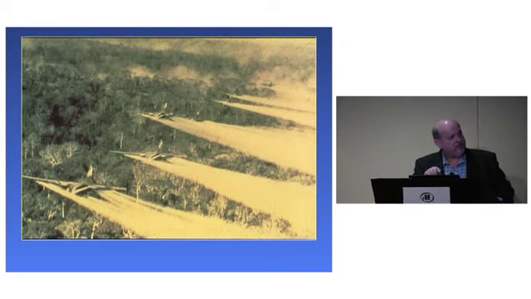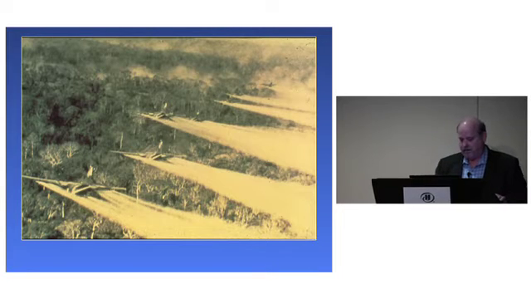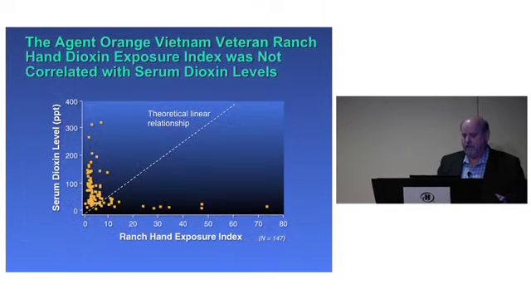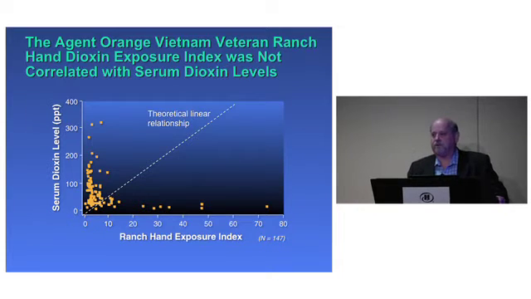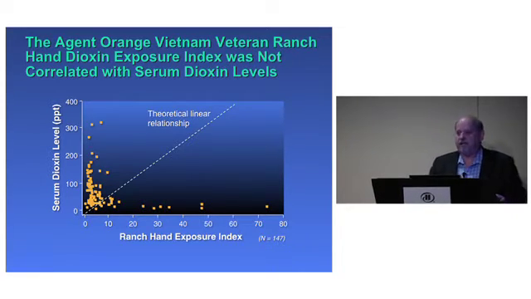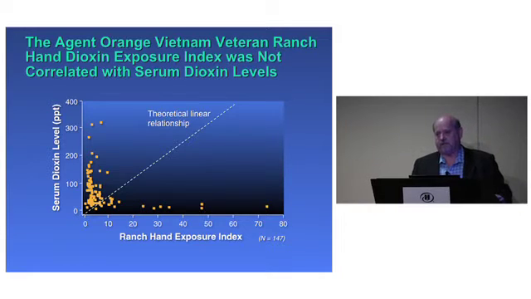This is the aircraft from Operation Ranch Hand that was used to spray the herbicide in Vietnam. Years ago, the Air Force was going to be conducting a large-scale health study of all of these Ranch Handers that served in Vietnam. And they needed an exposure index for their health study because it was going to cost many, many millions of dollars. And so the best epidemiologists in the world were gathered and came up with this Ranch Hand exposure index, which is along the x-axis here.